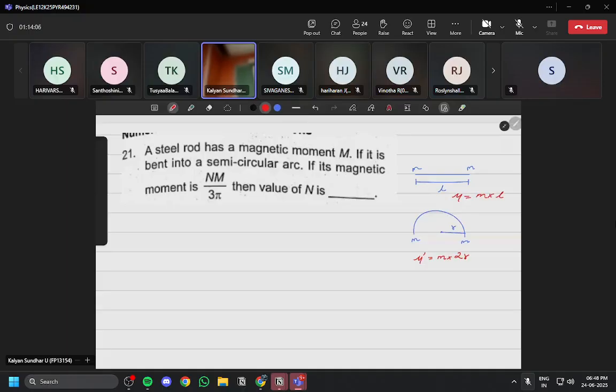Now the length is curved and made into a semicircular arc, so L will be equal to pi R. So R will be equal to L by pi. Substitute here and you get M into 2 into L by pi. M into L is the initial dipole moment, capital M. So 2 times M divided by pi is equal to what we equated, N M divided by 2 pi. M gets cancelled, pi gets cancelled, and N will be equal to 6.